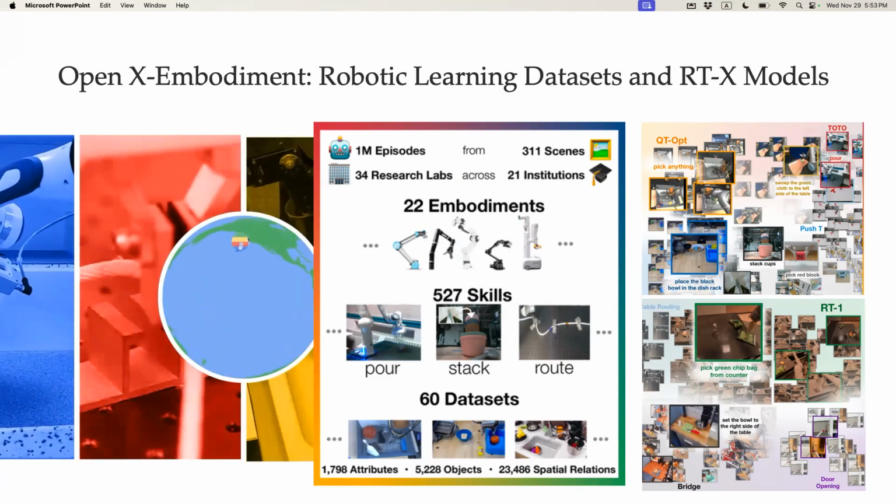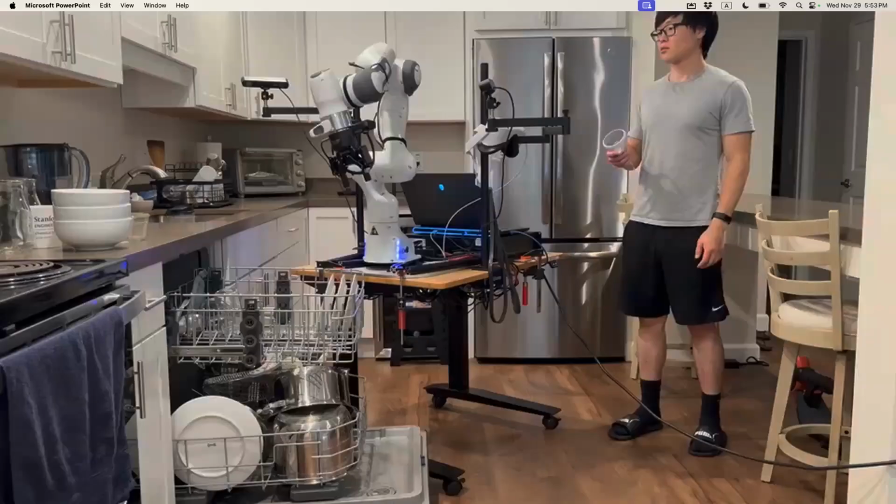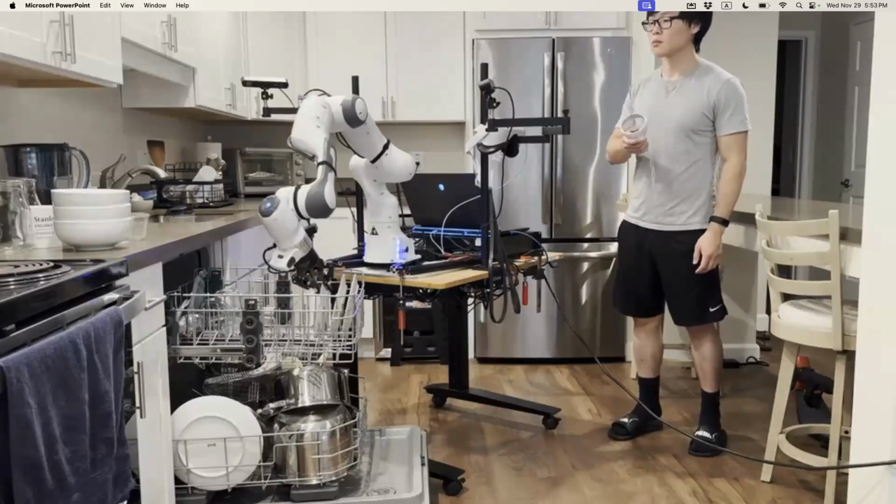Is visual representation the right representation? And how we should go about it. And building on top of that, there's also a number of efforts. This is the R2D2 effort.